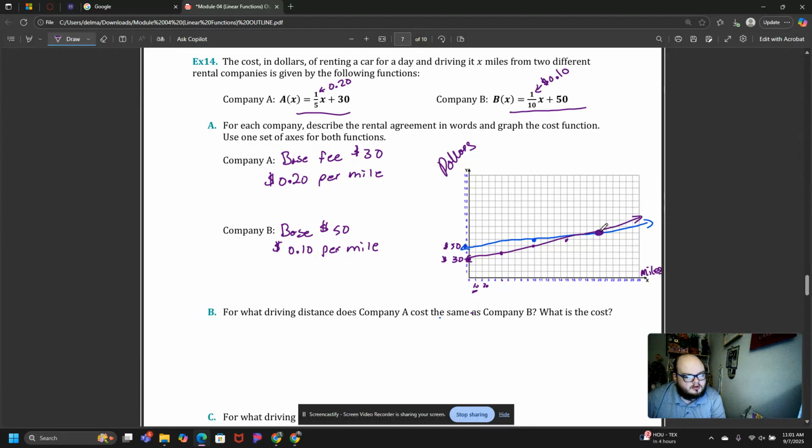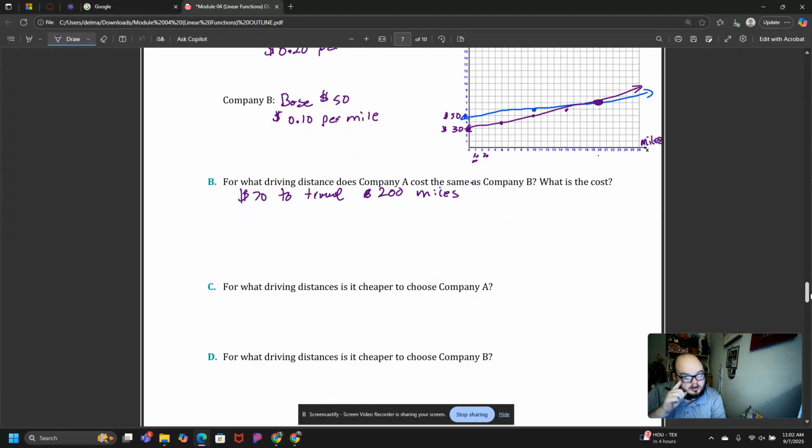So you see that they cross right here at the same place. So at 200 miles is where they cross. So it costs $70 to travel 200 miles for both companies. That's what that crossing point tells us. And that's the best I can do with the axes I've got.